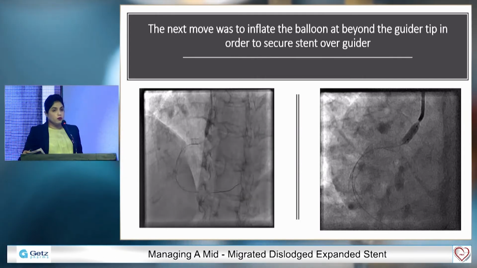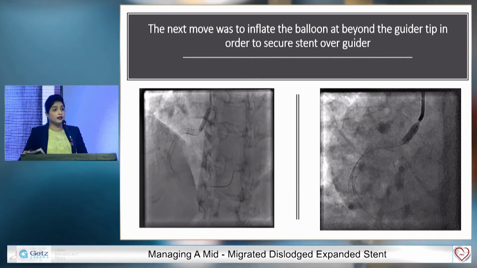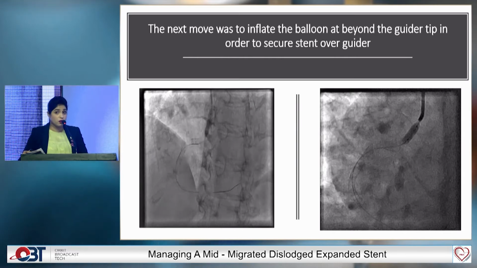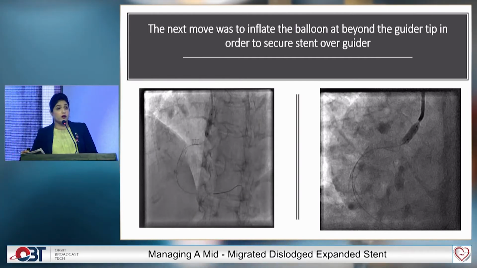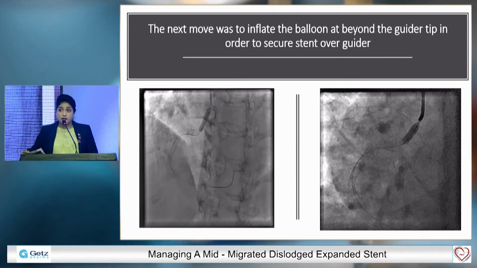Now, our next move was to secure that expanded stent over the guider. So we planned to inflate a balloon at the tip of the guider in order to keep this stent safe within the guider, and prevent it from dislodging anywhere else in the circulation.